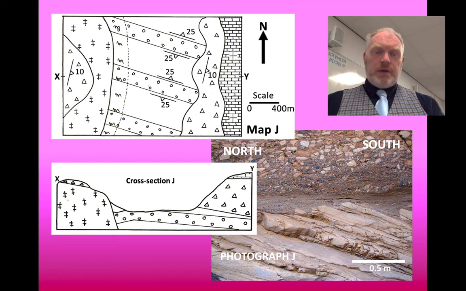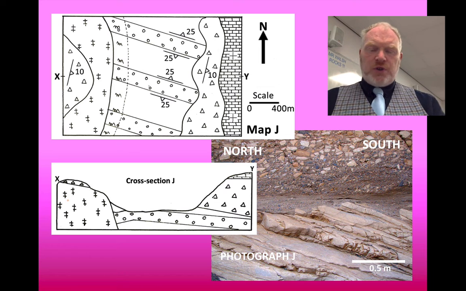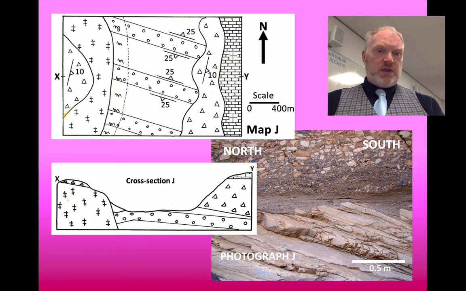Hi, let's go through the answers to question 10, all about map J in your theme 14 booklet. This is the map, the cross section, and photograph J. Okay, the first question was to highlight any unconformities that you can find on the map and on the cross section. There are actually two unconformities here.